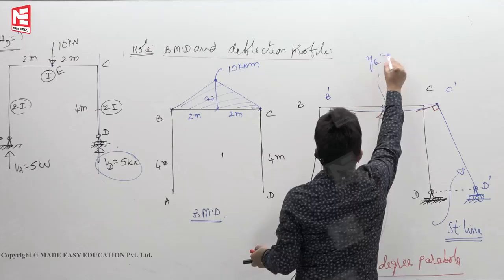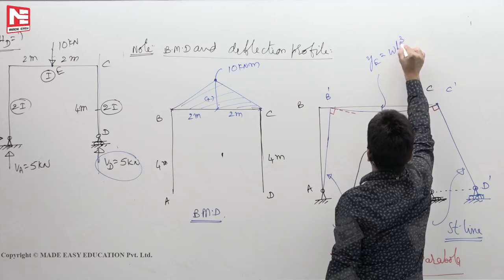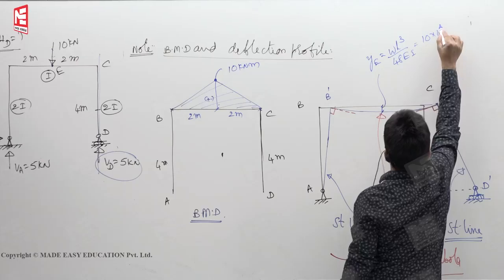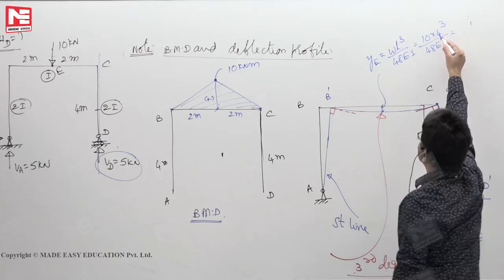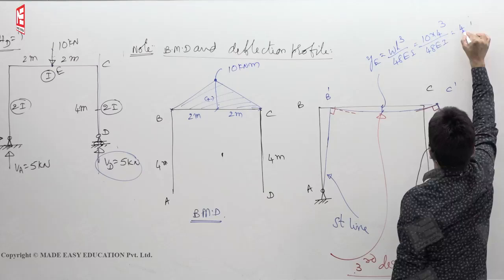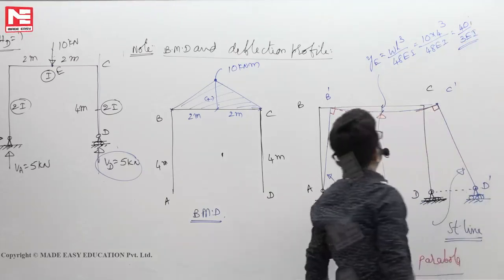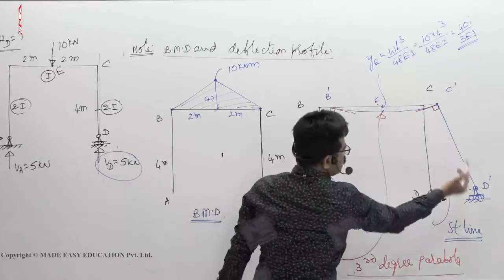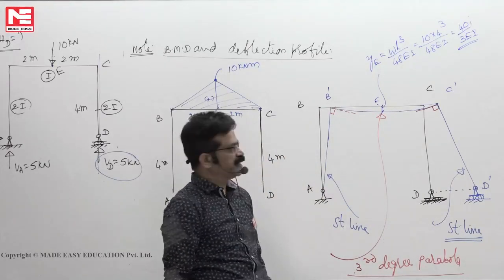Sir might have told you the simply supported beam central deflection is WL cubed by 48 EI. W is 10, length is 4, so WL cubed by 48 EI: 4 cubed is 64, which gives 40 by 3 EI. Like that. They can ask you any quantity. What is the central deflection at E? Or what is the horizontal deflection at D? This way we should manage the problems.